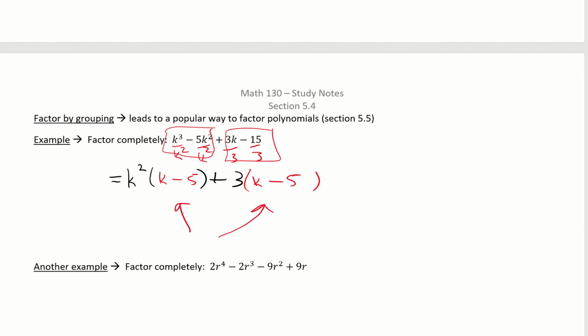Do you notice you got the same binomial? You did it right if you get the same binomial. And the problems we give you should work out. So that's good news. Are we done? Some students stop here and go, that's enough work.